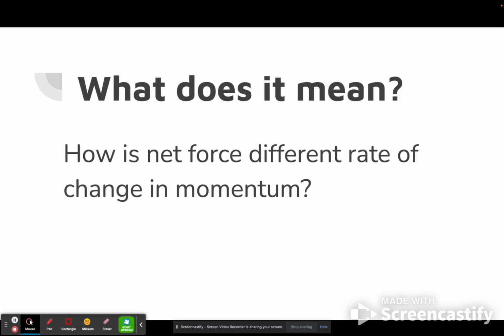What does this mean? How is net force different from rate of change in momentum? Well, first of all, net force is what will cause the change in momentum. Net force causes an acceleration, which then causes a change in velocity, which thereby causes a change in momentum. So, this does mean that they will be equal to each other numerically, but the change in momentum is the consequence of net force.